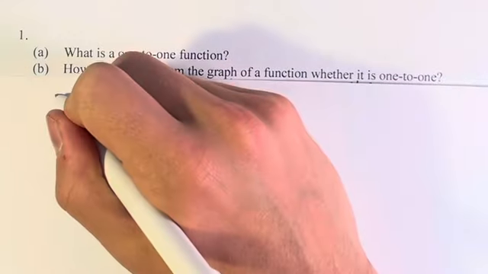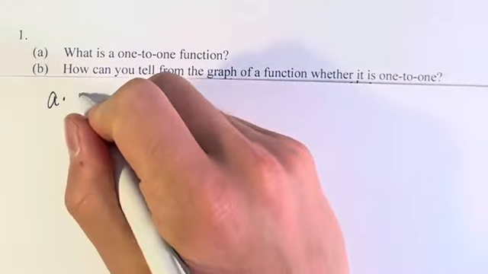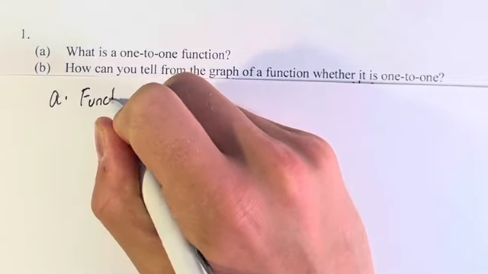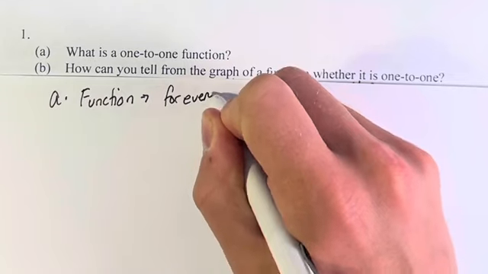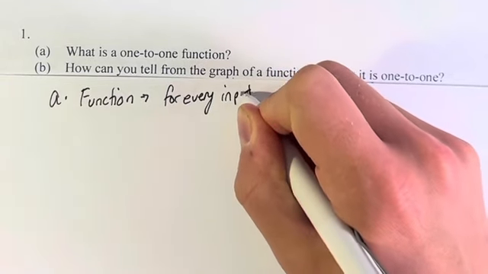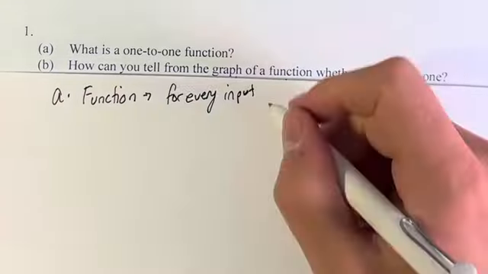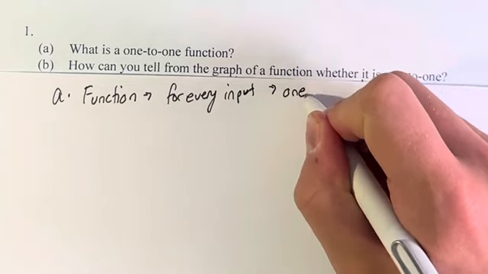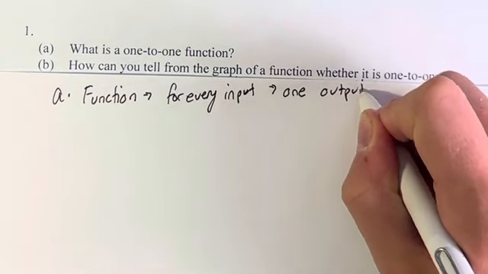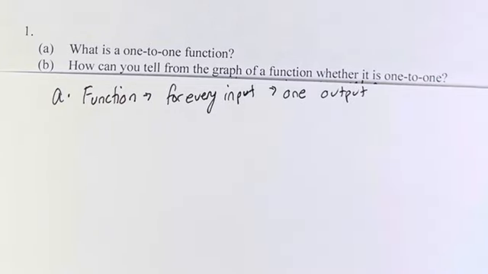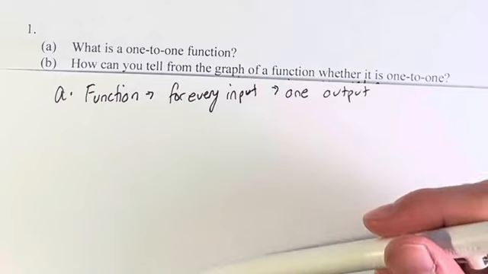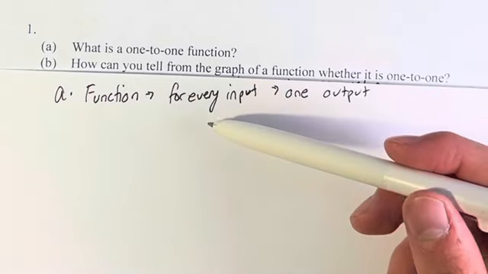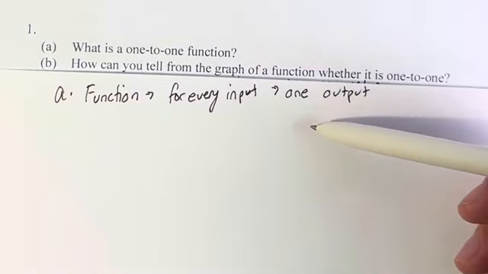In this problem, we're asked, what is a one-to-one function? So first we can start with the definition of a function. And that is, for every input of the independent variable, whatever that happens to be, there's one output of the dependent variable. For example, with a standard function in the xy plane, for every x value, there's only one y value.